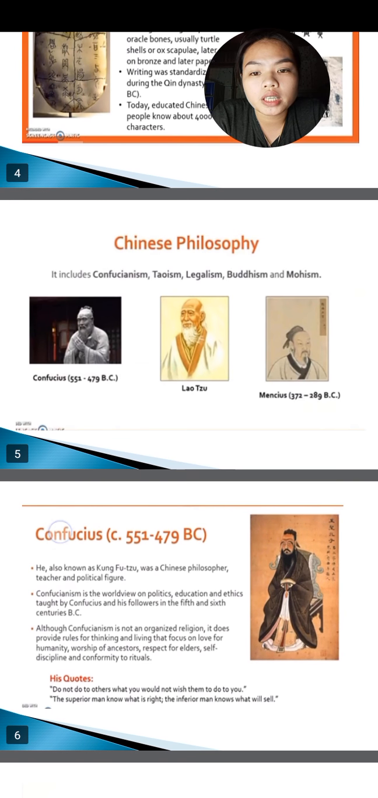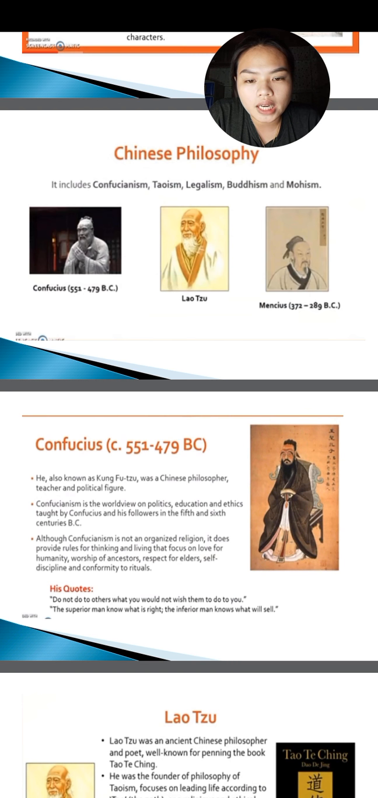So Chinese philosophy includes Confucianism, Taoism, legalism, Buddhism, and Mohism. Confucius, also known as Kung Fu Tzu, was a Chinese philosopher, teacher, and political figure. Confucianism is a worldview on politics, education, and ethics taught by Confucius and his followers in the 5th and 6th century BC. Although Confucianism is not an organized religion, it provides rules for thinking and living that focus on love for humanity, worship of ancestors, respect for elders, self-discipline, and conformity to ritual.